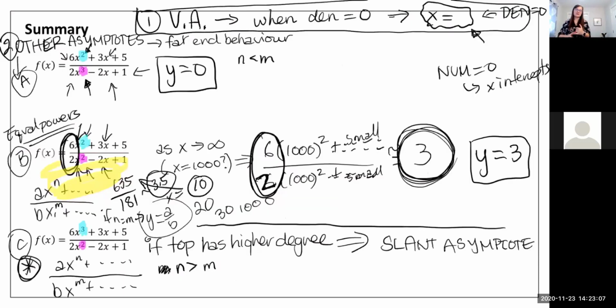So to recap, factor everything. Look at when the numerator is 0. That's going to give you your x-intercepts. When the denominator is 0, that's going to give you vertical asymptotes that it never crosses. And then for the other asymptotes, you have 3 options depending on the relationship between the degrees of the polynomials. It'll either be y equals 0, y equals the ratio of the leading coefficients, or a slant where you divide the numerator by the denominator.